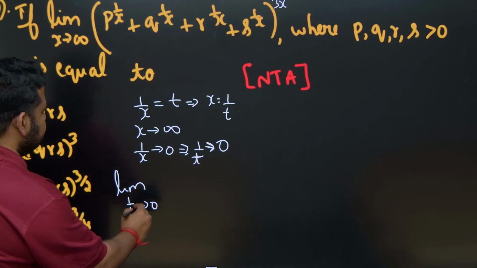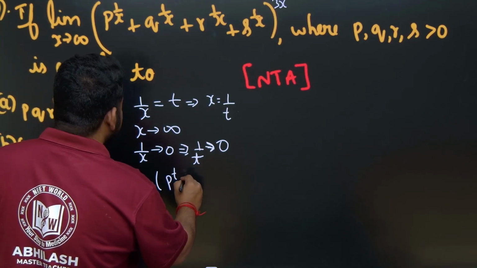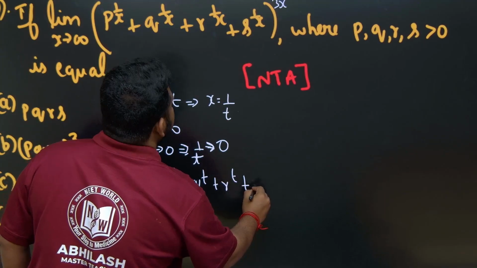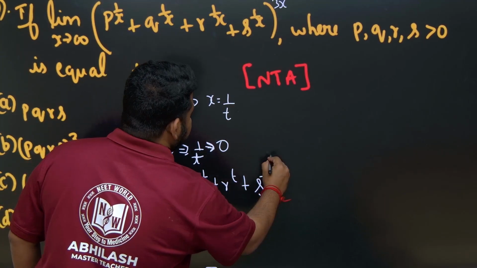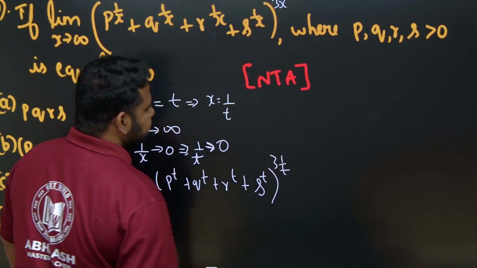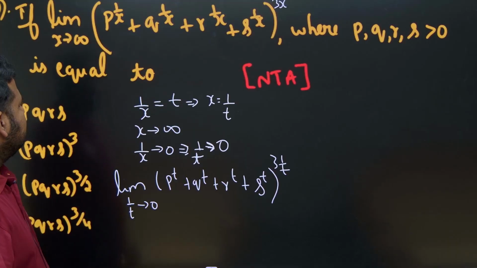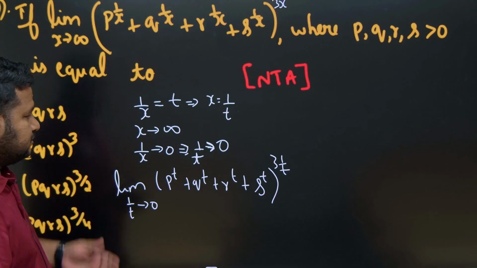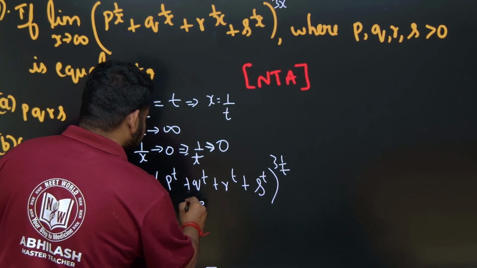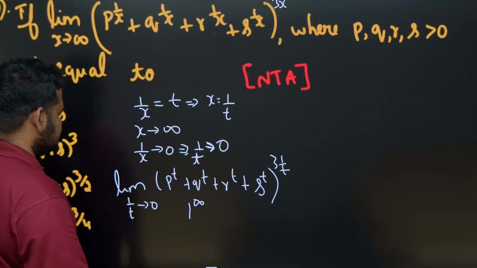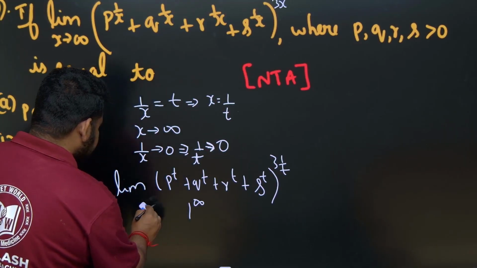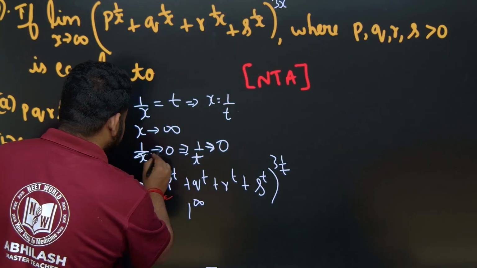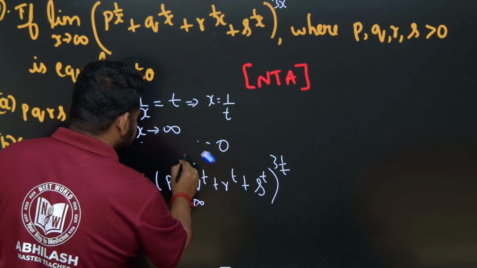Now we have p power t plus q power t plus r power t plus s power t, the whole thing to the power 1 by t. Actually this is of the 1 to the power of infinity form. So this is not 1 by t tends to 0, actually this should be t tends to 0 itself. Make a correction. This should be t tends to 0 itself.